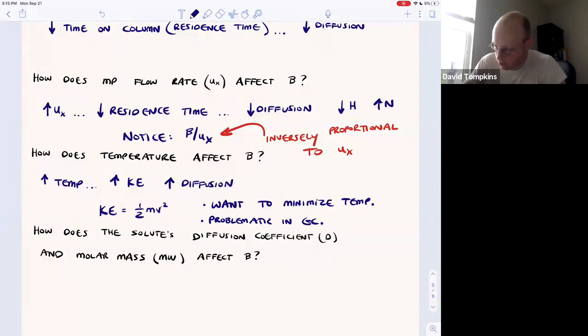Because GC, of course, is an elution method where we have a gas mobile phase, and we oftentimes have to crank up the temperature, right, to several hundred degrees Celsius to vaporize and elute all of the volatile compounds. So GC is operated at high temp, and therefore usually has a very large contribution to band broadening from the diffusion, or the B term, which increases at higher temperature.